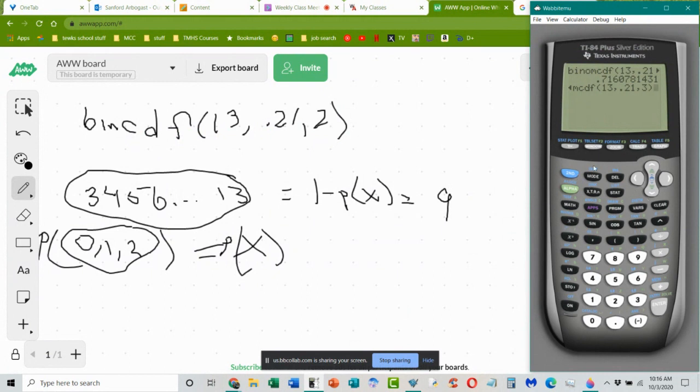I can just do it, if you do second enter, it brings back the previous problem, and then you can just edit it. So it's still CDF. It still has the number of people. It still has the probability, and I just changed it from a 3 to a 2. So the probability of this occurring is 0.46529.